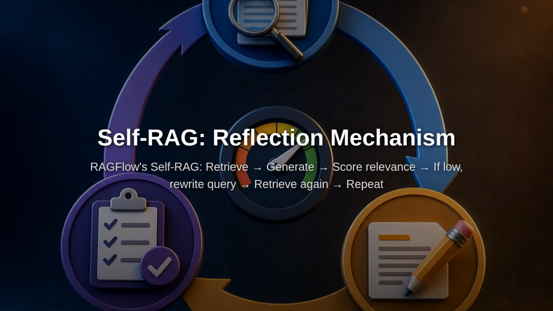A key innovation in agentic RAG is the self-RAG reflection mechanism. The system retrieves documents, generates an answer attempt, then scores how relevant the retrieved content actually is. If relevance is low, the query is rewritten and the retrieval process repeats. This turns a one-shot pipeline into a cyclic graph. RAGFlow implemented exactly this approach in version 0.8, allowing the system to critique its own retrievals.